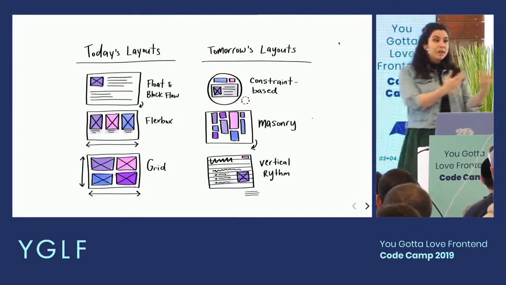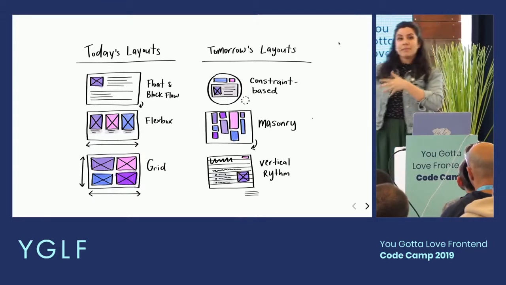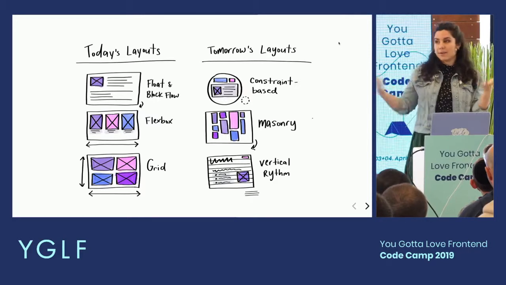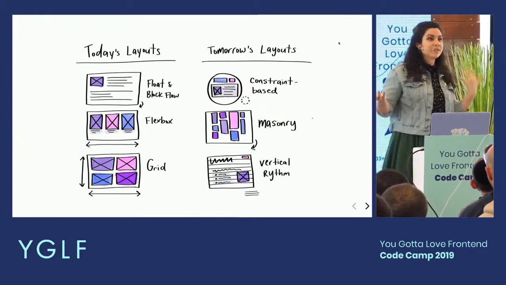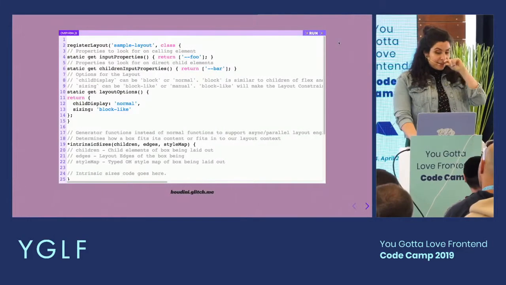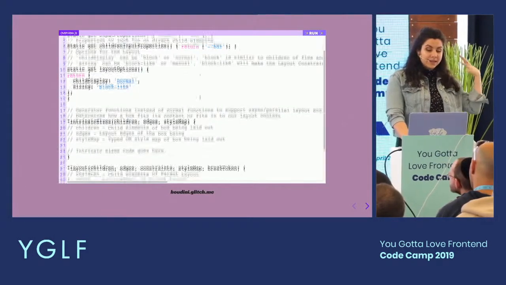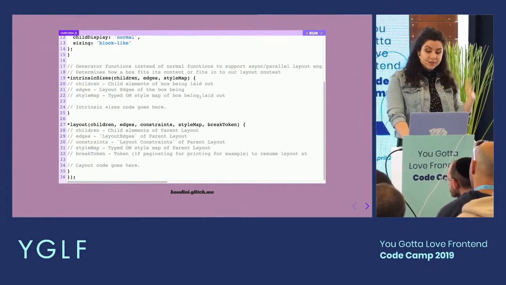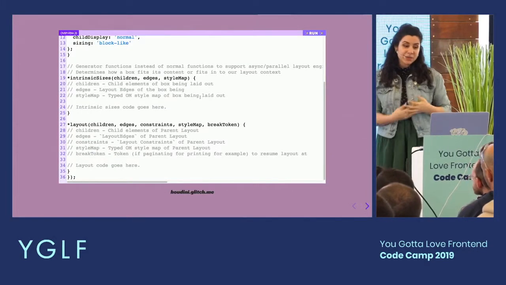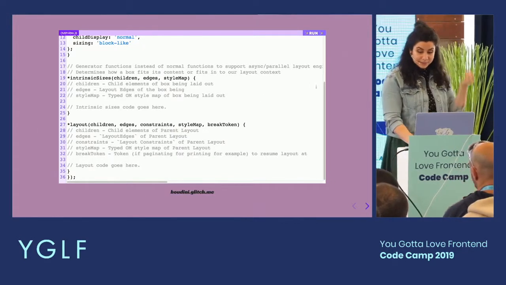Layout could be writing books inside of the web. People have done that already. Leah Verou's book, CSS Secrets, is written in a web browser, and then using print style sheets, she's able to style it. I think that's really cool. So it looks kind of like this. You can get the children, edges, constraints, style maps of the parents and then use those to style things.